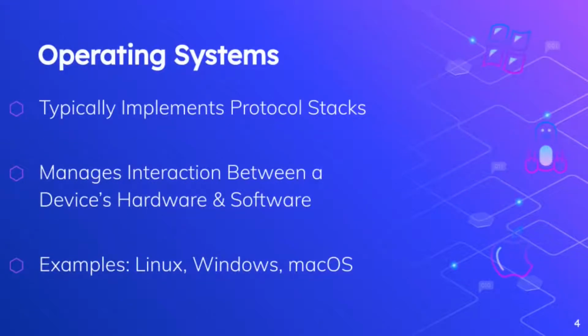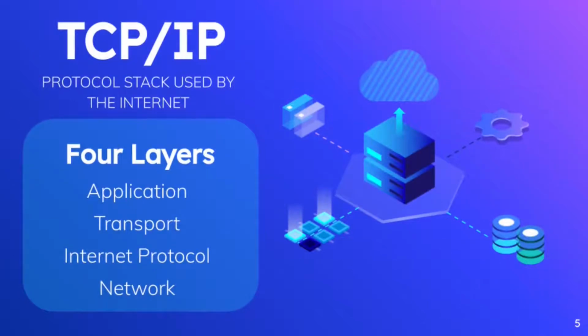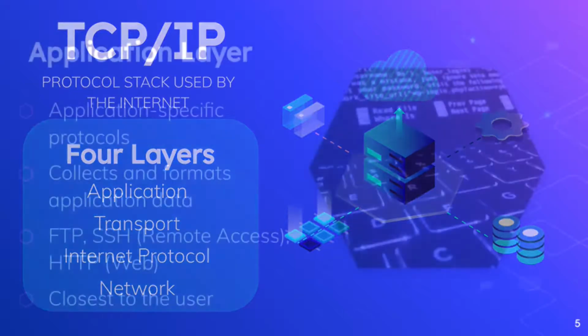Operating systems typically implement protocol stacks and manage the interaction between a device's hardware and its software. Linux, Windows, and Mac OS are all operating systems. TCP/IP is the protocol stack used by the Internet. It has 4 layers: application, transport, Internet protocol, and network.